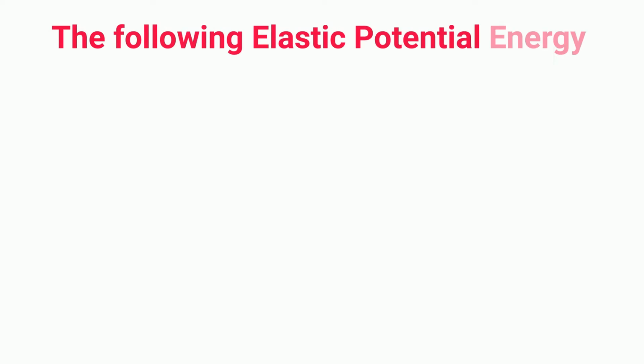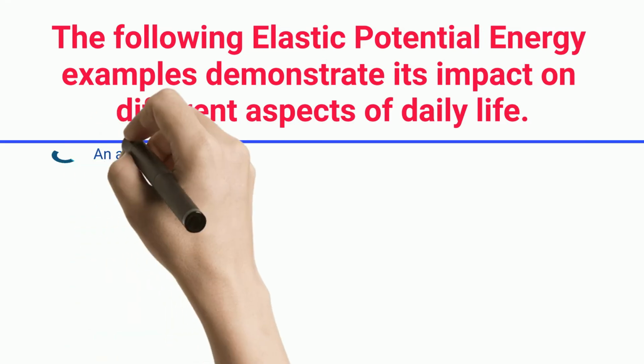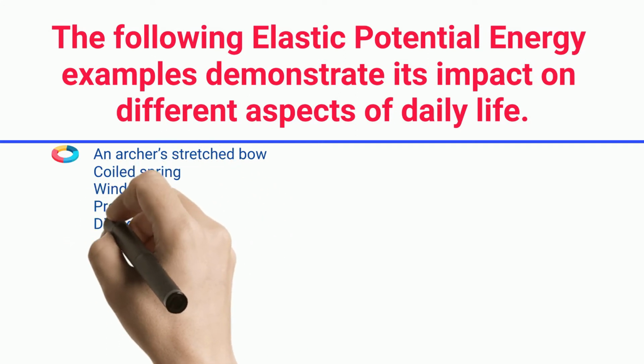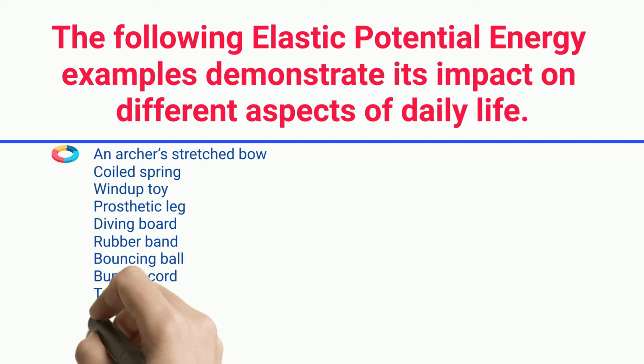The following elastic potential energy examples demonstrate its impact on different aspects of daily life: an archer's stretched bow, coiled spring, wind-up toy, prosthetic leg, diving board, rubber band, bouncing ball, bungee cord, trampoline, slingshot, sponge, mousetrap.